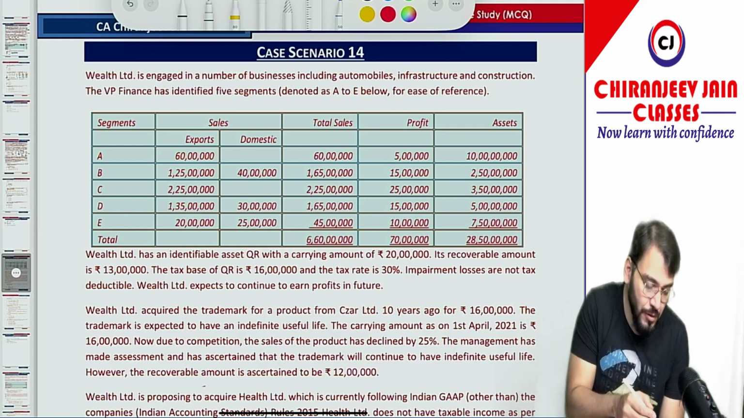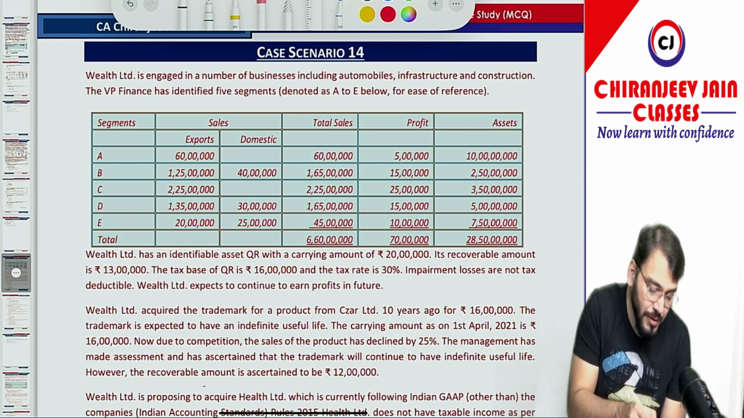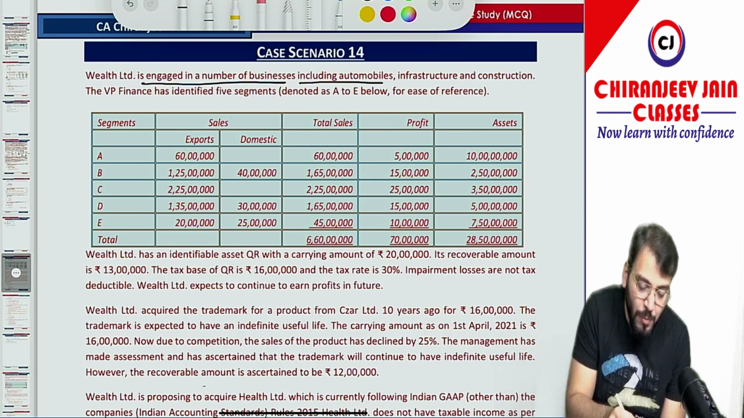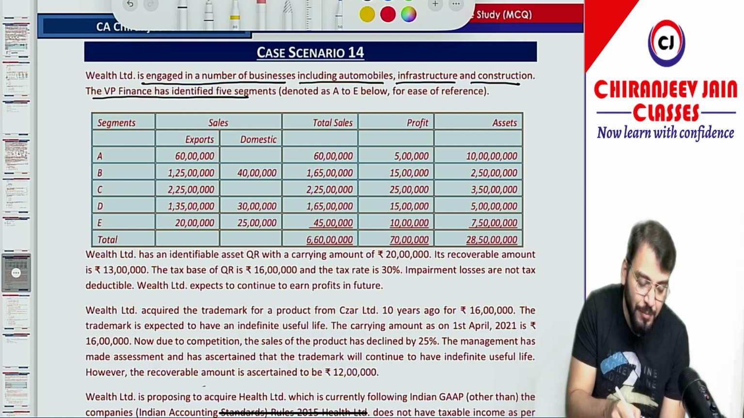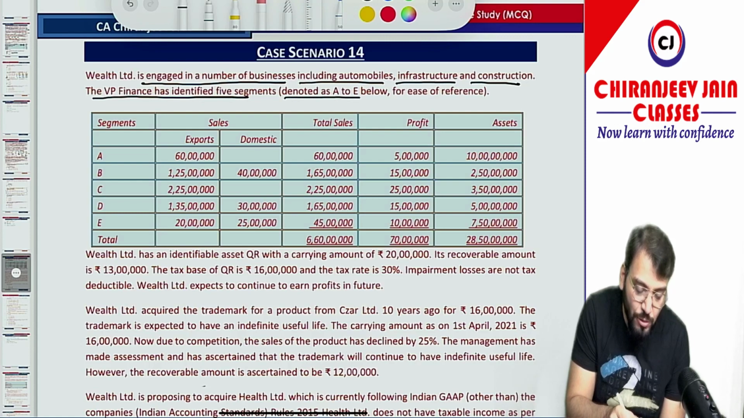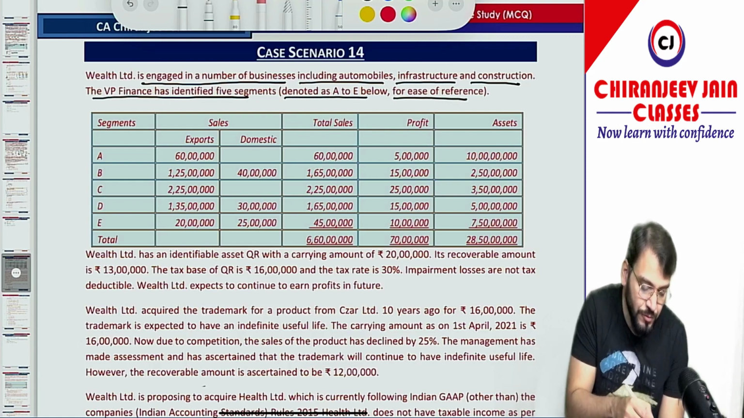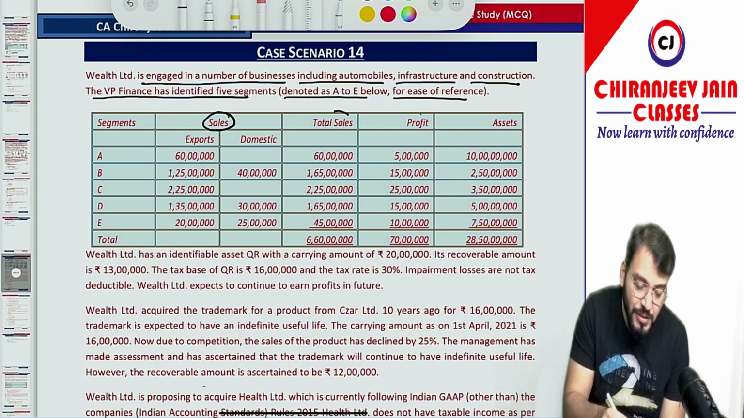Yes, sir. Wealth Limited is engaged in a number of businesses including automobile, infrastructure and construction. The VP Finance has identified 5 segments denoted as A to E below for ease of reference. You can see they have given segment sales information, segment result information and segment asset.